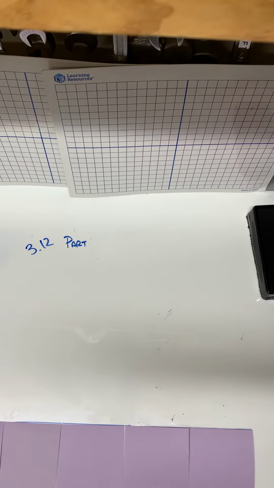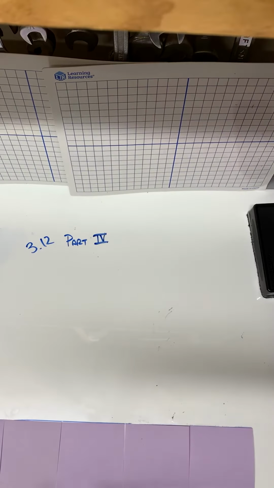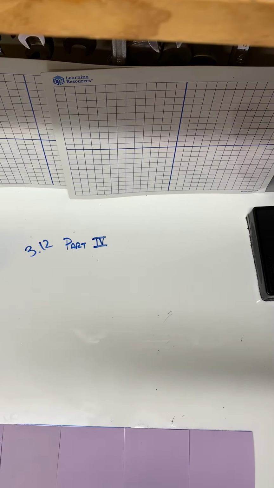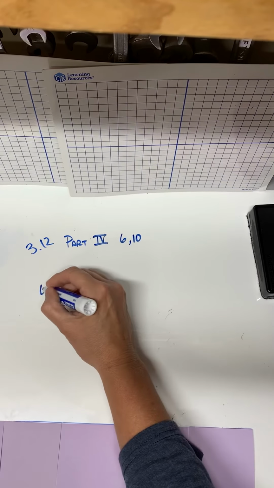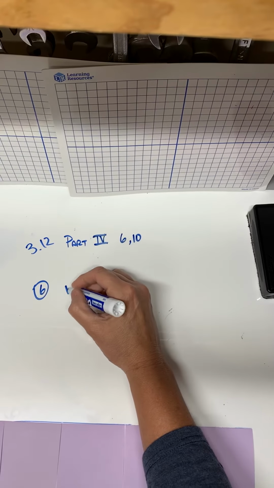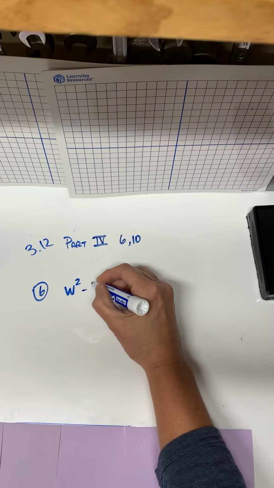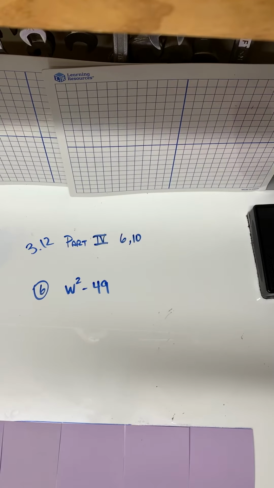Okay, this is the last part 4 of section 3.12, and this will cover questions 6 and 10. So question 6, we have this problem here, w squared minus 49, and they ask us to factor this.